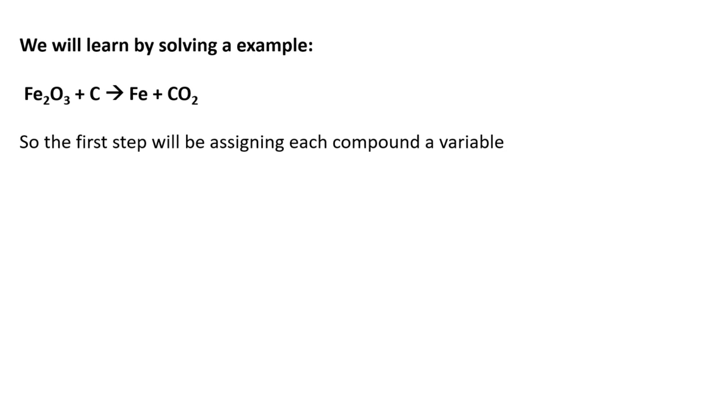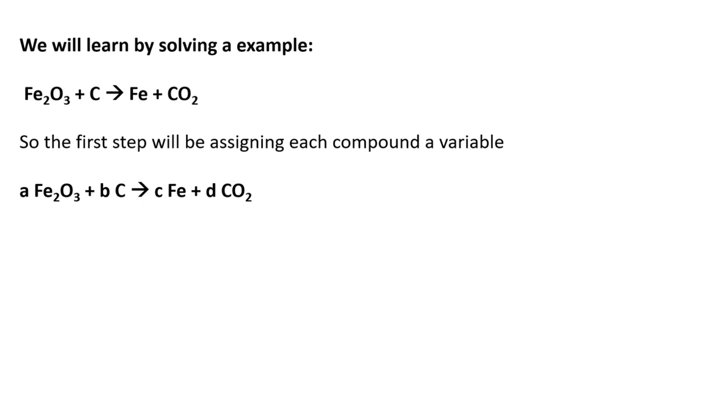Let's say we will assign Fe2O3 a coefficient, let's say A, which will balance the Fe2O3 in a balanced equation, and for carbon B, which will be the stoichiometric coefficient of carbon in a balanced equation. Similarly, C for Fe and D for CO2. So the balanced equation in terms of variables looks like this.